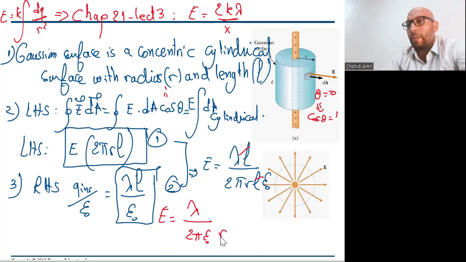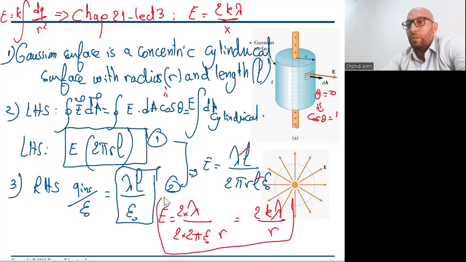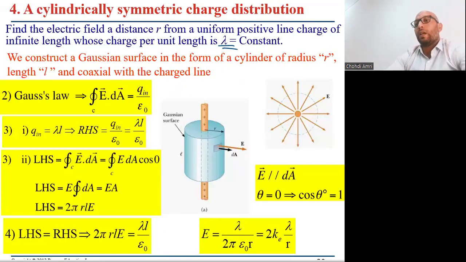If we want to write the equation as a function of K, what we're going to do is multiply here by 2 and here by 2. Why? Because 1 over 4 pi epsilon naught is K. So let's write 2K lambda divided by R. And this is the electric field produced by an infinitely long wire. Okay? So we are done with this example. Let's move to another example.